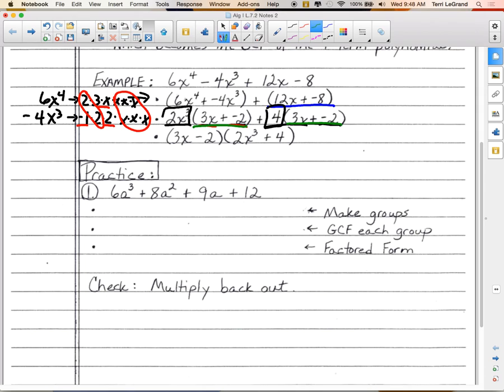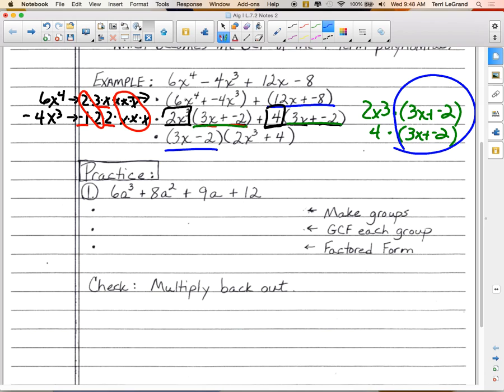So it's kind of like I could write that over here like this. I have 2x cubed times 3x plus negative 2. And I have 4 times 3x plus negative 2. And I could say, oh, these guys have that in common. There's their GCF. There's their GCF. What's left after I divide that GCF out of both of them, I have a 2x cubed left. I have a 4 left. That's how I get the other factor.